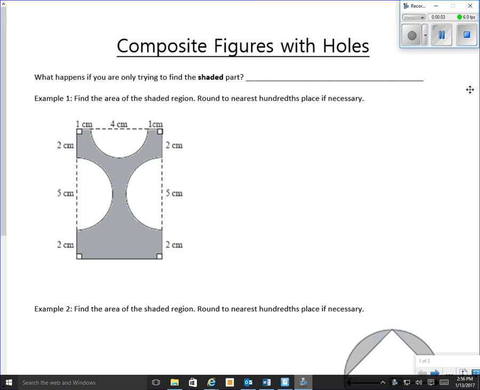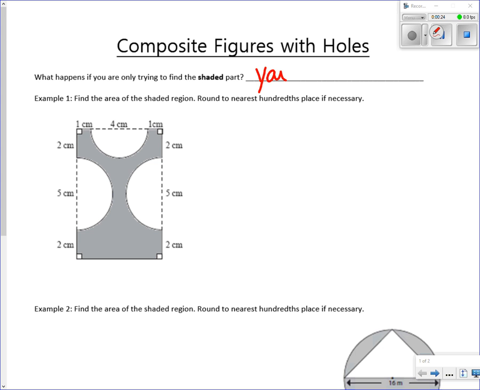And Miss Hall. And today we are covering composite figures with holes. Okay, so if you look up at the top, it says what happens if you were only trying to find the shaded part, meaning that I don't want the parts on our figures that are going to be white or unshaded. So that means in order for us to just find the shaded parts, I'm going to subtract. So I'm going to put you need to subtract.